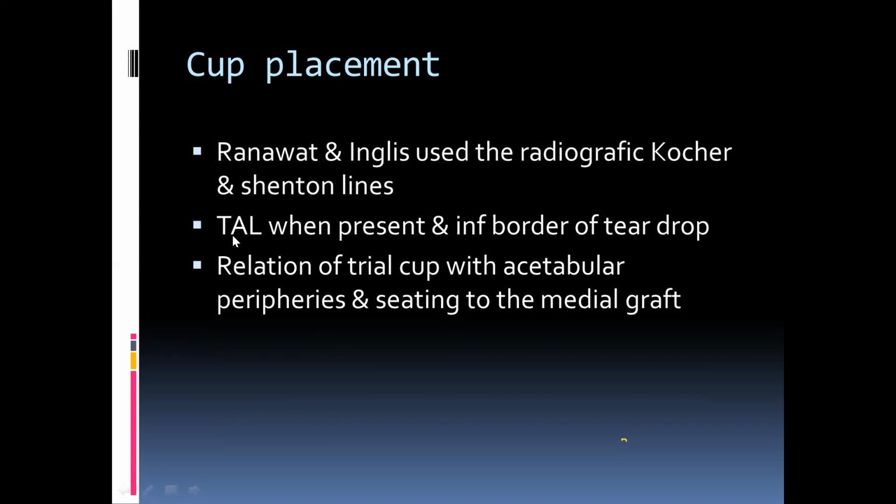Intraoperatively, the transverse acetabular ligament, if it is present, is a very indicative marker for the cup orientation. And last, the relationship between the cup trial rim and the acetabular periphery: the trial is well seated into the medial graft, it is centered, and the rims are 2 millimeter away from the periphery of the acetabulum.